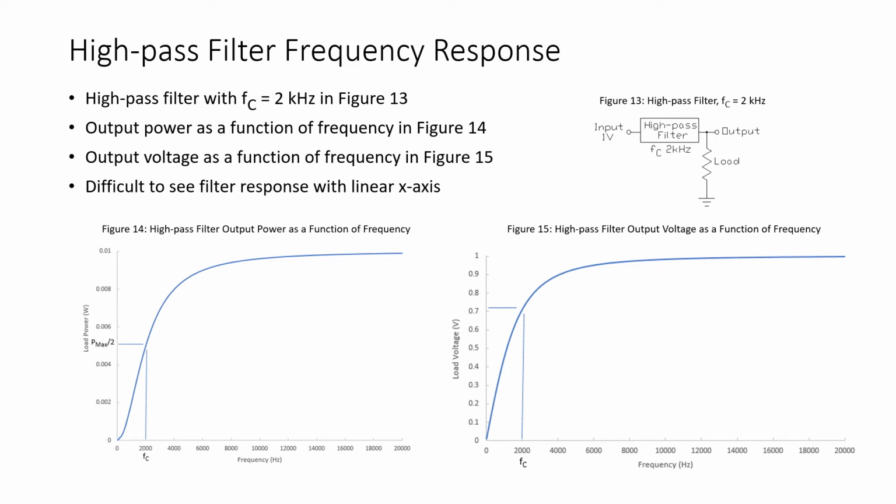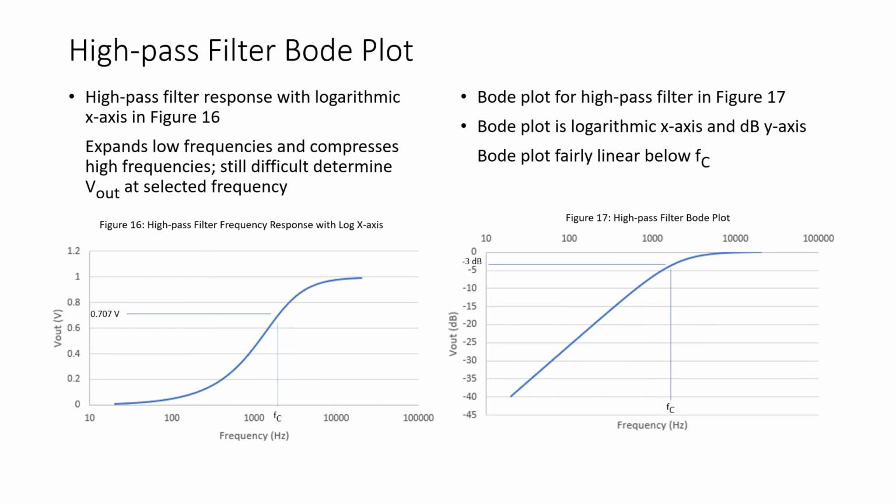And as we saw with the low pass filter, it is difficult to see what's going on down in these lower frequency regions around the cutoff frequency with these graphs. So just like with the low pass filter, if we plot this frequency response with the x-axis on a logarithmic scale, again, the distance from 10 to 100 is the same space as the distance from 100 to 1000. This is what's called a logarithmic scale.